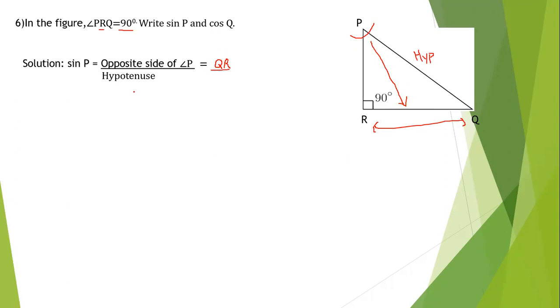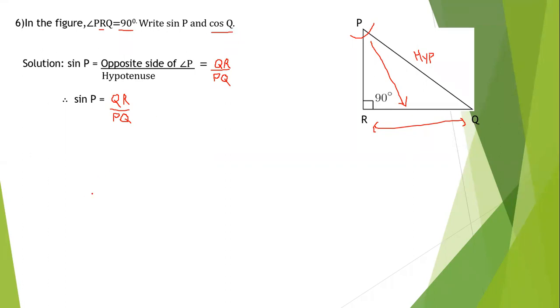Upon hypotenuse, we have marked earlier only, it is PQ. So here I am writing PQ. Therefore, sin P is equal to, whatever answer we have got, we will write here also same. Therefore, sin P is equal to QR upon PQ. Next, we need to find cos Q, right?